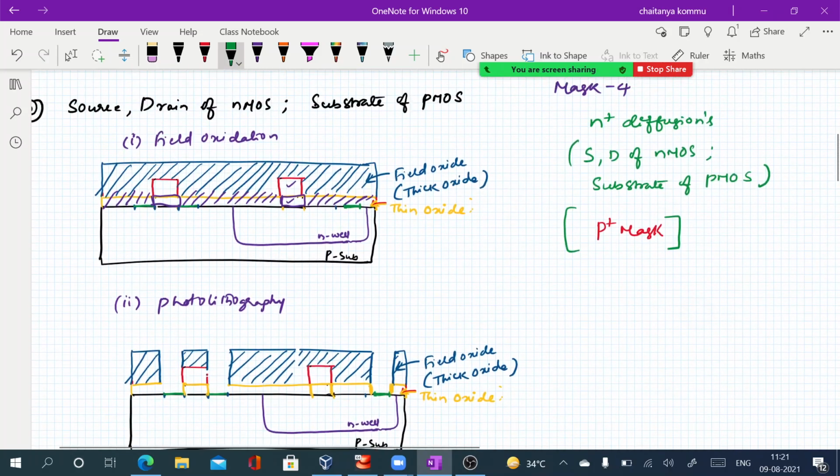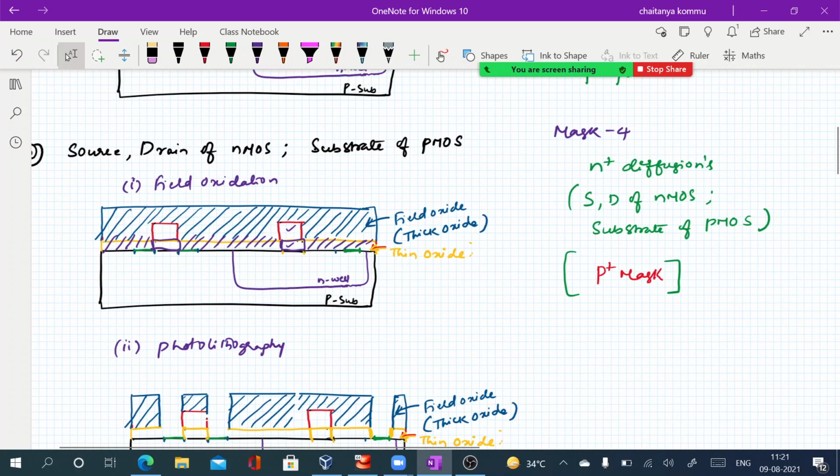Okay, so that means whatever mask we are talking about, this fourth mask, is called the P plus mask. Please remember, we have to call it the P plus mask. Right, so that is the name they have given, nothing more than that.